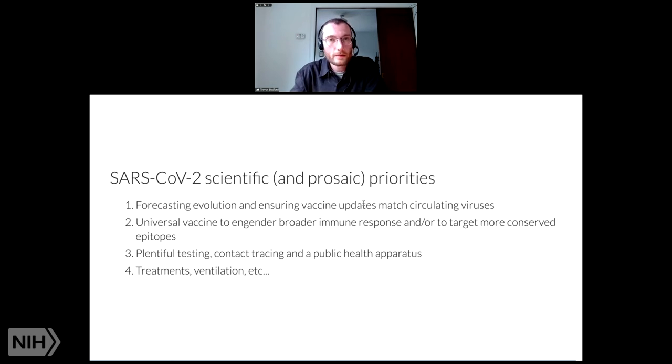We could also imagine putting multiple valencies into these mRNA vaccines, again trying for as good a match as possible between what's in the vaccine and what's circulating. On a slightly longer time scale, if we could figure out some of these universal vaccine strategies to either get a broader immune response or target more conserved epitopes, this should work better in terms of vaccination.